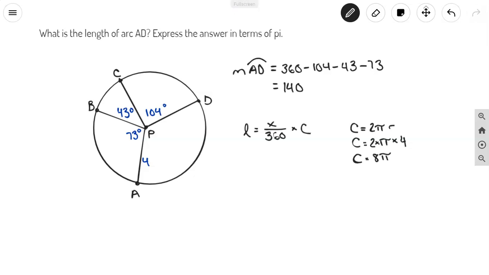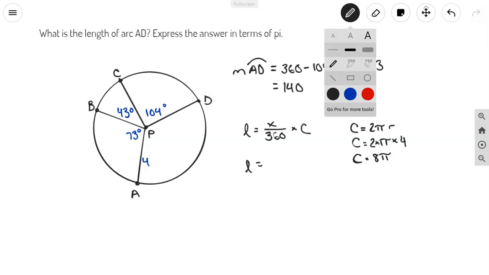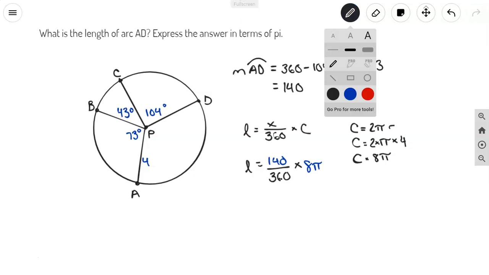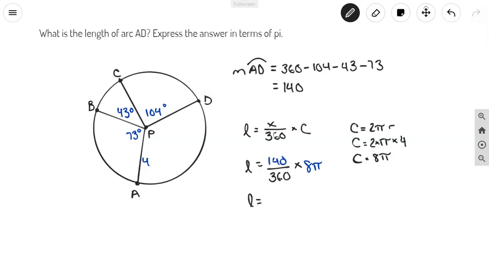My circumference is 8 pi, so I'm going to plug in my x, which is 140, and my c, which is 8 pi. Doing this, when I put in my calculator, I'm going to do 140 times 8 divided by 360. When you simplify that, you're going to get 28 over 9 times pi. Remember, I'm going to leave it in pi.